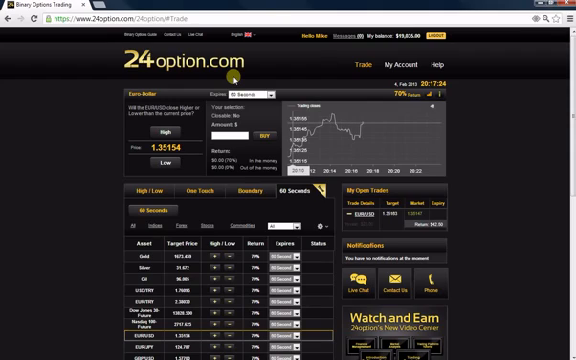So this one allows you a little more flexibility. Again, we're going to go to the Euro US dollar. We're already open on the Euro US dollar. Let's take a look at our balance, $19,035.